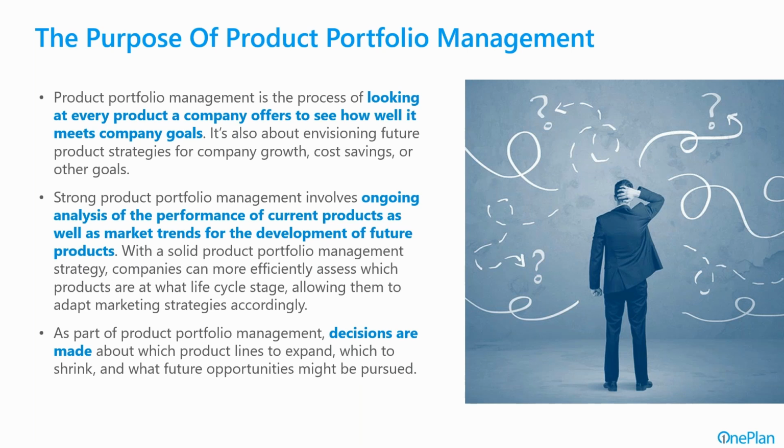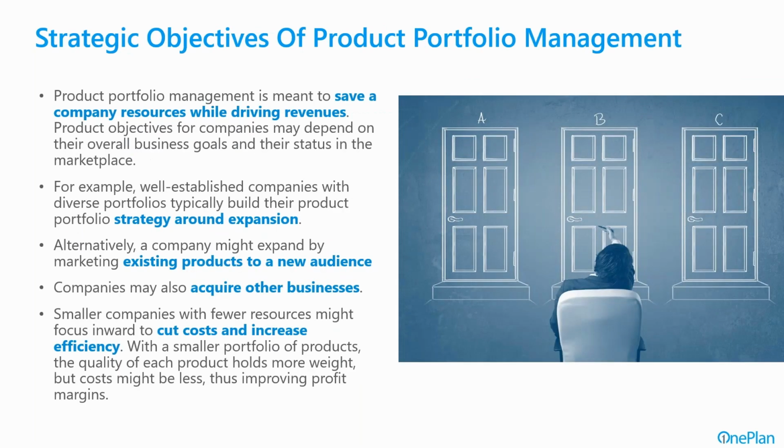And it's where decisions are made about which product lines to expand, which to shrink, and what future opportunities should be pursued. So the strategic objective of this is to save a company resources, put our resources on the right things that are going to drive the revenues that we're looking for.